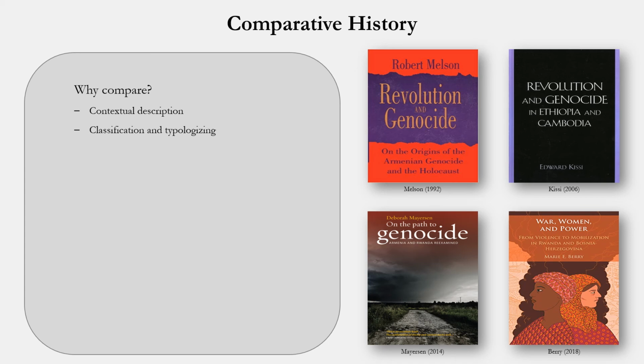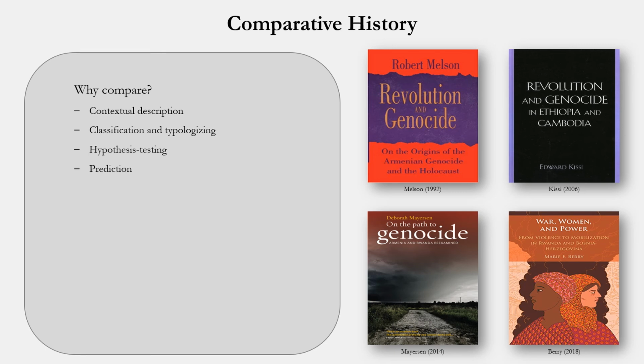So despite the differences between contextual description and classification, both forms of activity contribute to the next objective of comparison, hypothesis testing. In other words, once things have been described and classified, the comparativist can then move on to search for those factors that may help explain what has been described and classified, thereby producing generalizable theories.